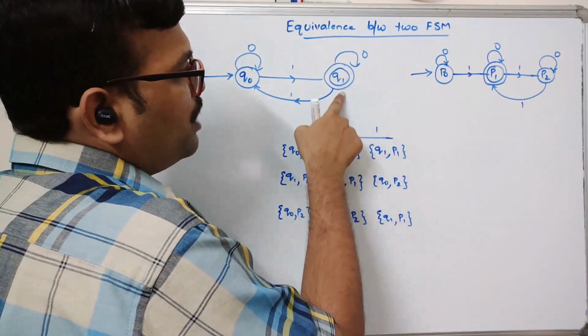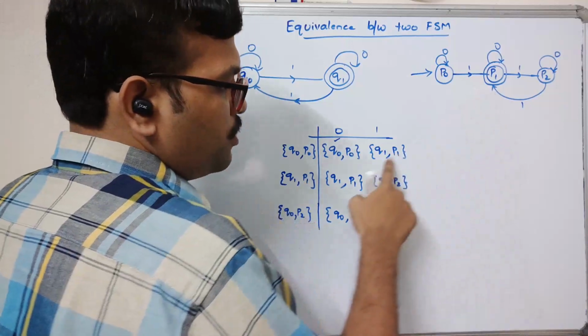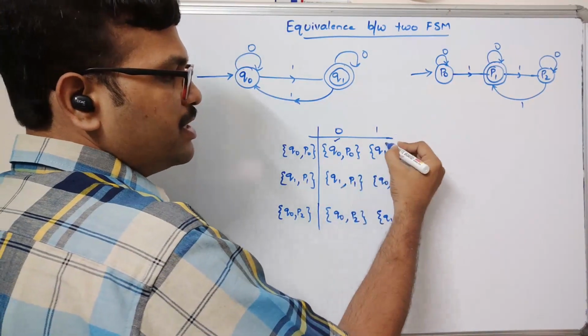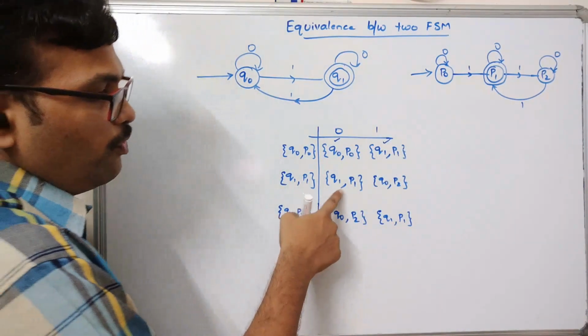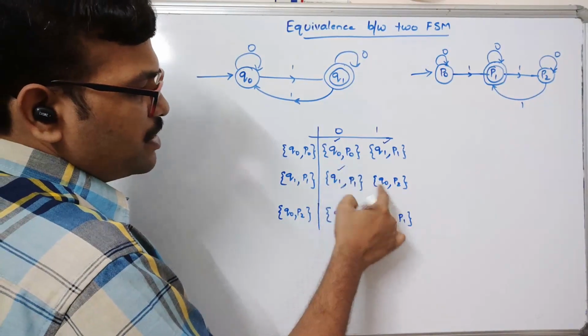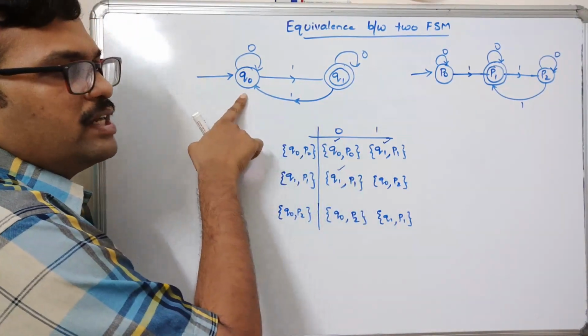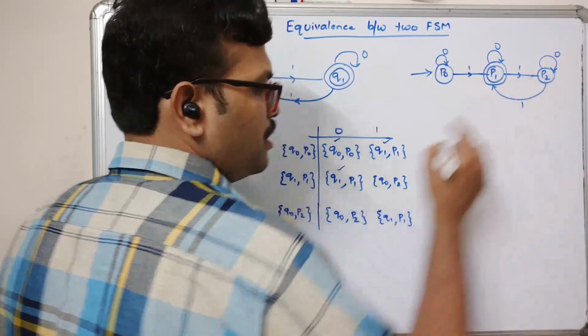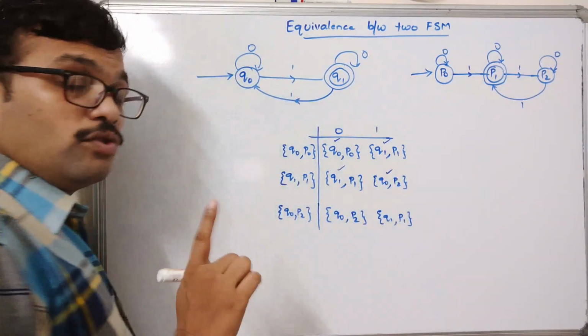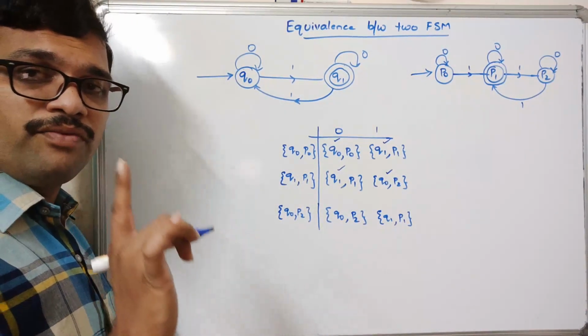Q1, P1. Q1 is a final state, P1 is a final state. So both are in final states, right? Q1, P1, again, both are final states. Q0, P2. Q0 is a non-final state, P2 is a non-final state. Yes, right. So it should not contain a final state and non-final state combination, right?